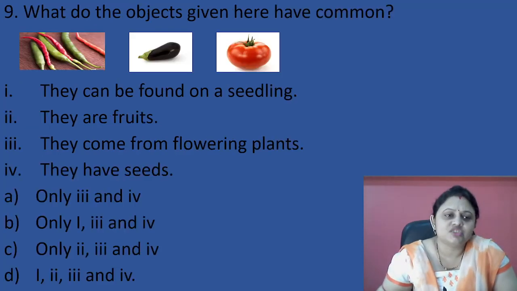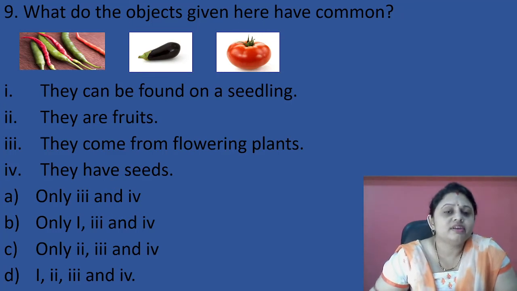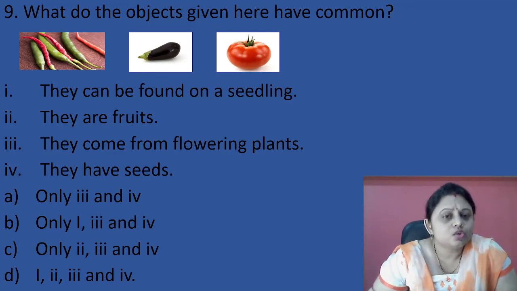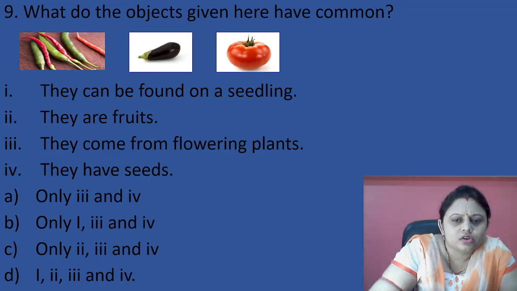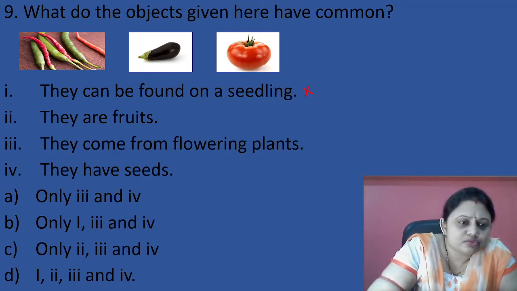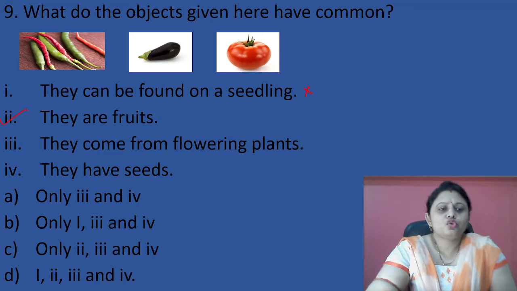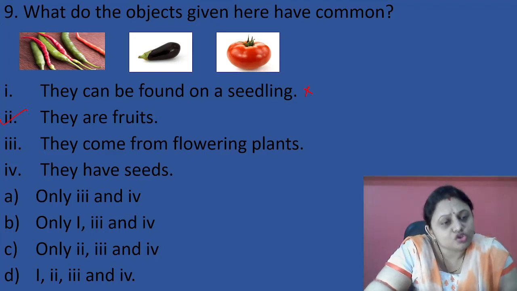Okay, next. What do the objects given here have in common? So here are some objects. The question is what is common among them. First option is they can be found on a seedling. No, it is not. They are fruits. Yes, these all are fruits. You might have been confused that brinjal and tomato are vegetables. No, they are also fruits.